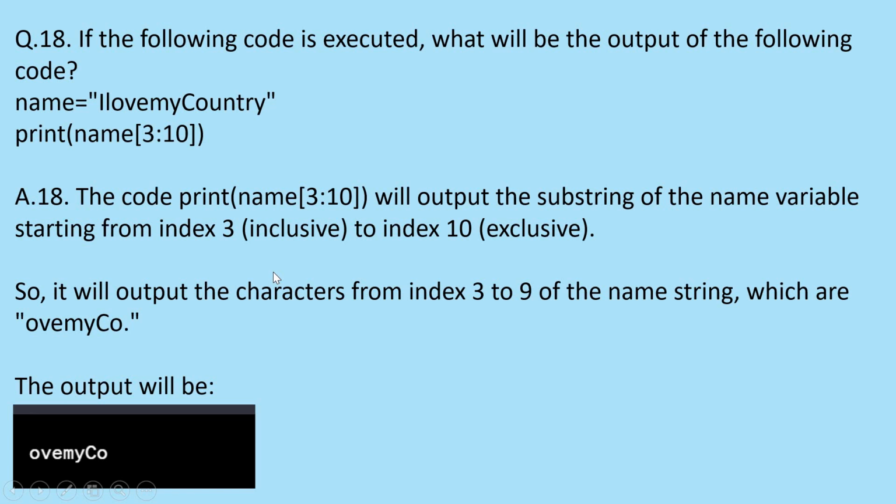Number 18. What will be the output if the following code is executed? Name is equal to, in double quotes, you are giving the string "I love my country", no spaces in between. Print name[3:10]. You are giving the range 3 colon 10. This code will print the answer as OVEMYCO. Why? Because it is the substring of the name variable starting from index 3 up to 9. This number is always exclusive, meaning it will go up to one number less than this number. So index 3 is inclusive, and this is exclusive. So the answer will be OVEMYCO.